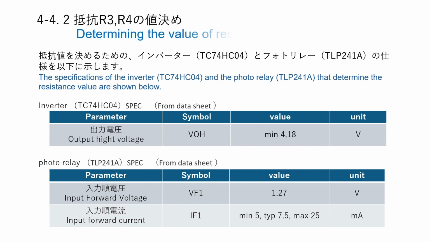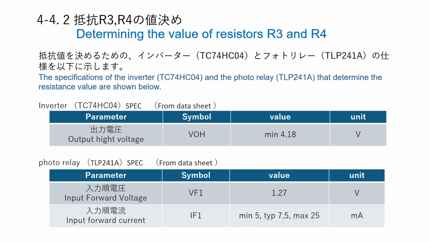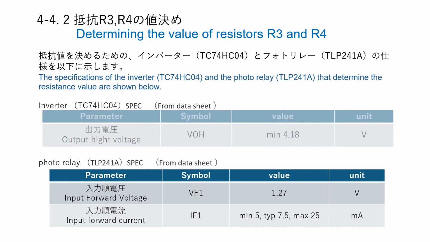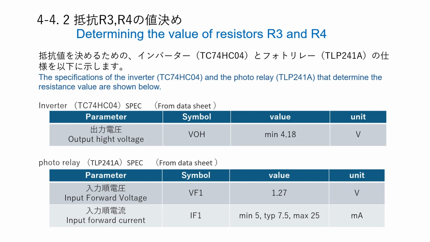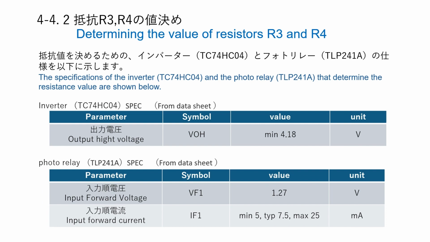4-4.2 determining the value of resistors R3 and R4. The specifications of the inverter, TC74HC04, and the photo relay, TLP241A, that determine the resistance value are shown below. The output high voltage VOH specifications of the inverter, TC74HC04, are shown in the table. The table shows the specifications of the input forward voltage VF1 and input forward current IF1 of the photo relay, TLP241A.